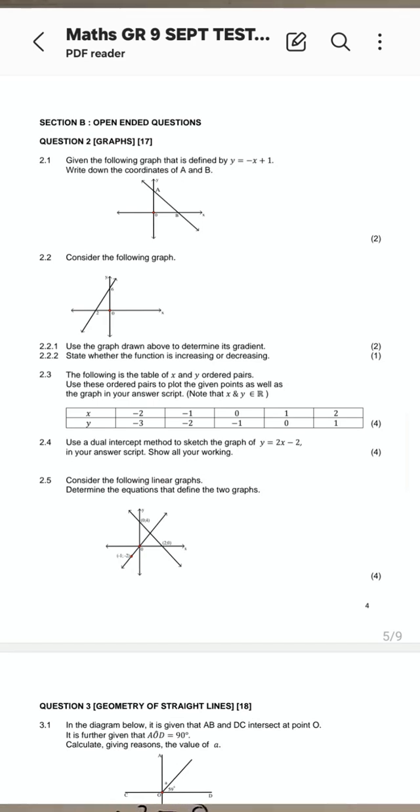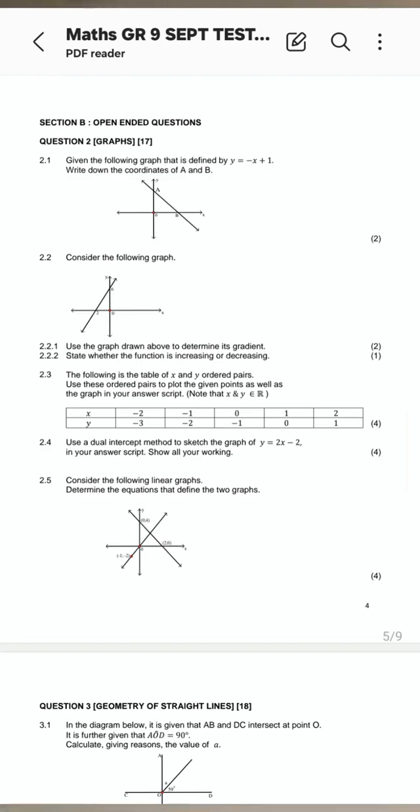Yeah, if you look at 2.4, they say use a dual intercept method to sketch the graph of y is equal to 2x minus 2 in your script. Show all your working. Dual intercept method, hopefully we know what it means. It's when we use the x-intercept, where we let y be equal to 0 and solve, and then we use the y-intercept as well, where we let x be equal to 0 and solve. We get the points, and then we connect those 2 points. That's it.